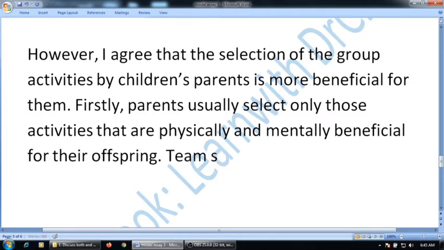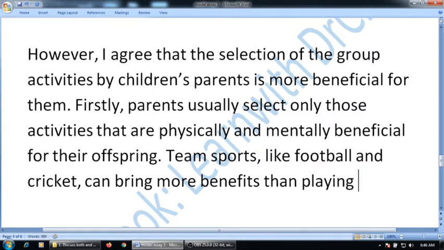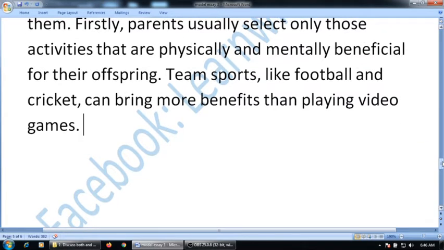For example, team sports like football and cricket can bring more benefits than playing video games. Team sports like football or cricket can also bring more benefits than playing video games because you waste your time. You can also extend it a bit more, but it's sufficient.